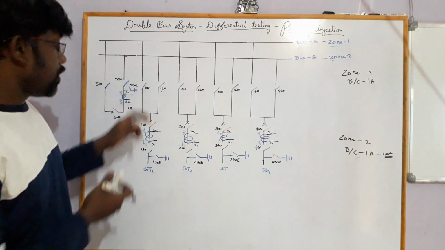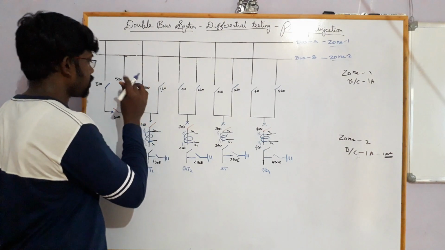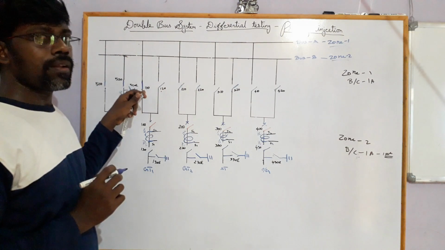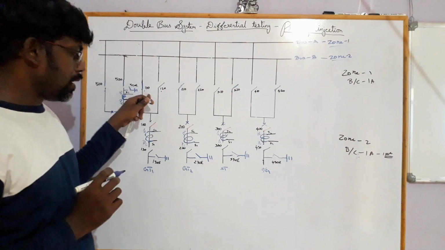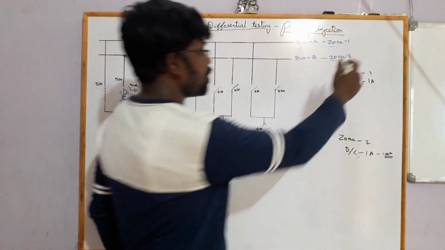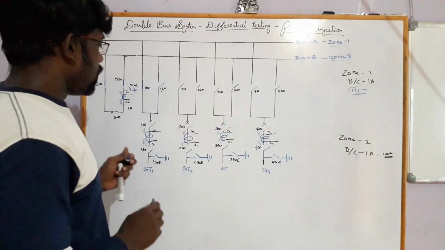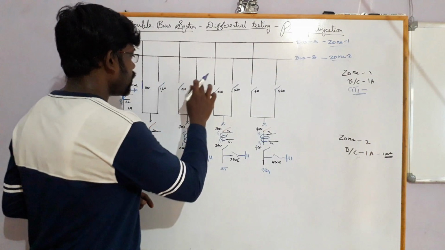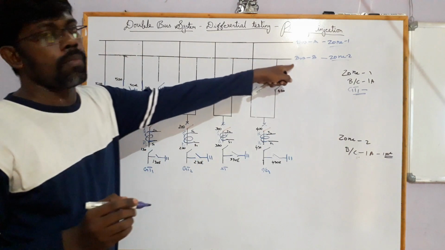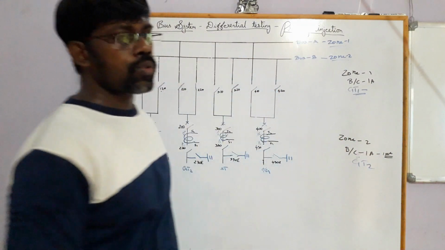So let us consider this switch is closed. Now we close the 110 isolator. So GT1 will be connected to bus A, so GT1 is considered in zone 1. Second, if you close this 220 isolator for GT2, that means it is connecting to bus B. So GT2 will be taken into zone 2.